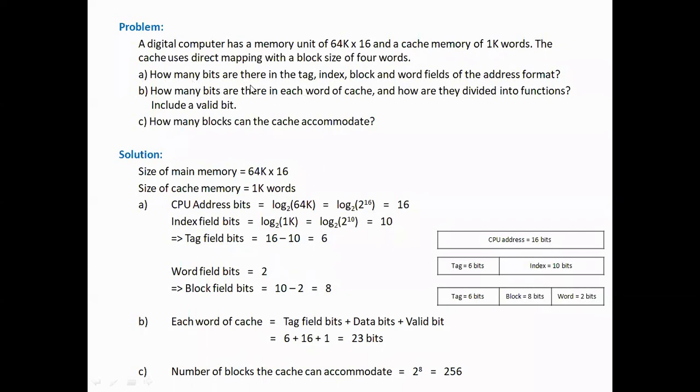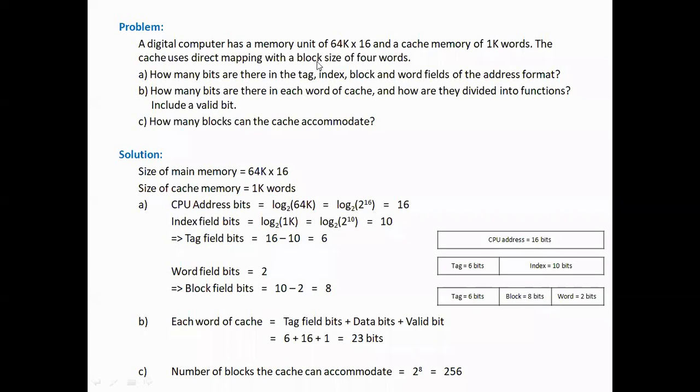Now in the same A part, we have to calculate block and word size also. What is block and word size? We know that this index is further divided into block and word. The tag remains the same, but the index is divided into block and word. We have to find the size of these bits both. In the question, it is given that one block is of size 4 words.